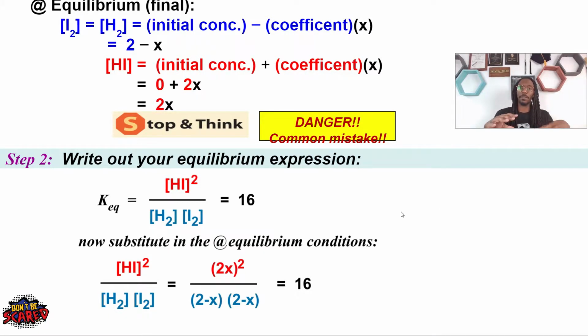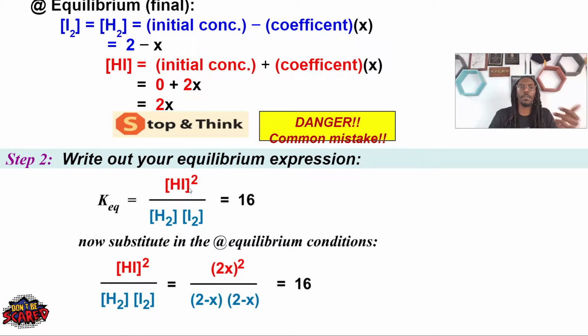Step 2, you want to write out your equilibrium expression. So if you guys forgot how to do that, check out those other videos. But this is our equilibrium expression. Products over reactants, right? So we're literally getting this from our chemical equation. We understand that I2, H2 gives me 2HI, right? So products, HI, and then 2, right?